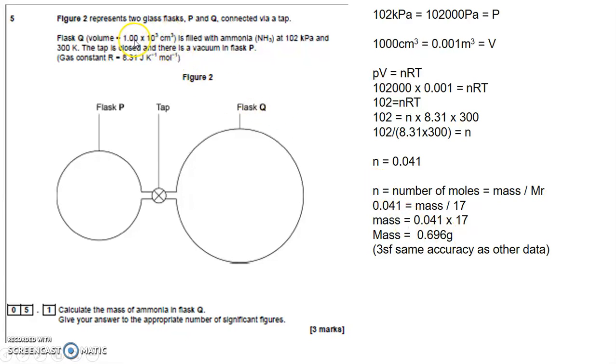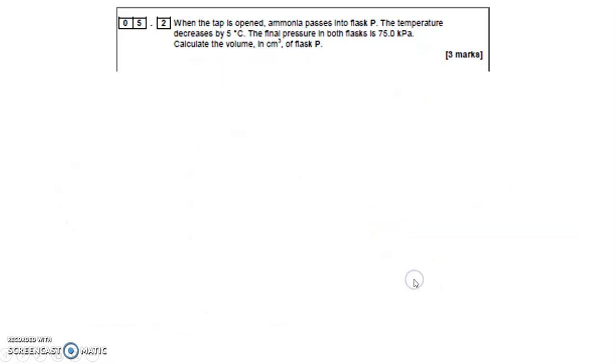1.00 is 3 significant figures. 8.31, 3 significant figures. 102, 300. They're all to 3 significant figures. So let's get to 3 significant figures: 0.696 grams. Okay. The next part of the question.